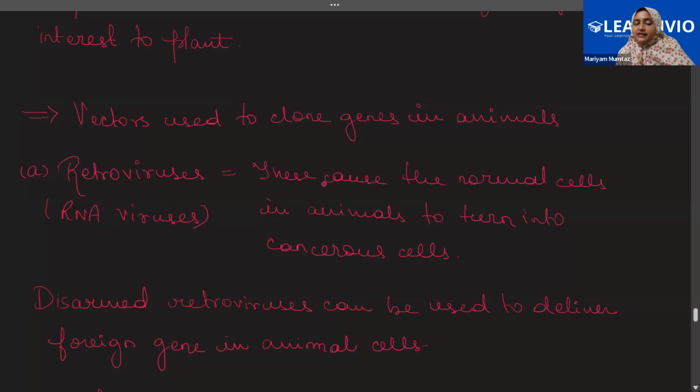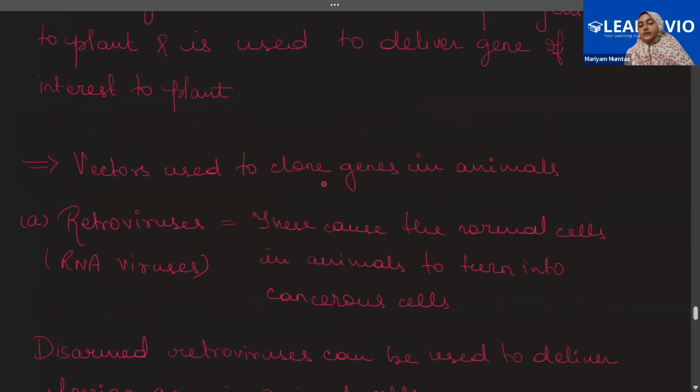These are the viruses that have RNA as their genomic material or genetic material. And what they do is they cause the normal cells in the case of animals to turn into cancerous cells. Last question. If I say that any normal cell is becoming a cancerous cell, what do I mean by that?